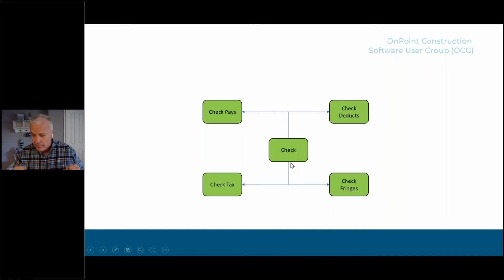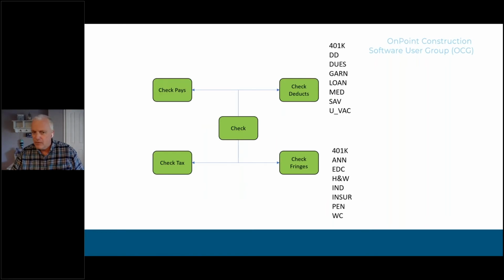All right. The main thing to consider here is there's one check with one or many pays, one or many taxes, one or many deductions, one or many fringes. That's really the core of this conversation. Well, how is that relevant? Well, what we're talking about today is in our report, we're going to list an employee with the employee's checks. And what we're going to want to know is what are the 401k deductions and what are the 401k fringes for that check.